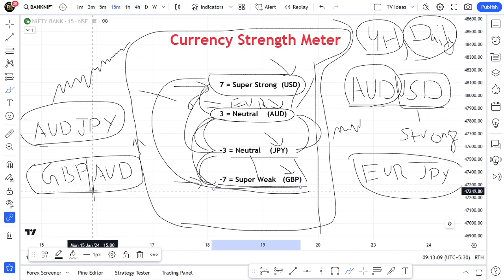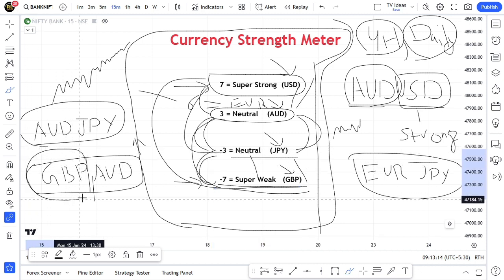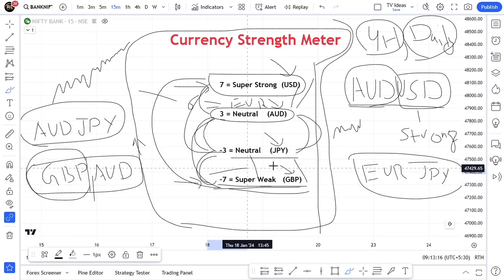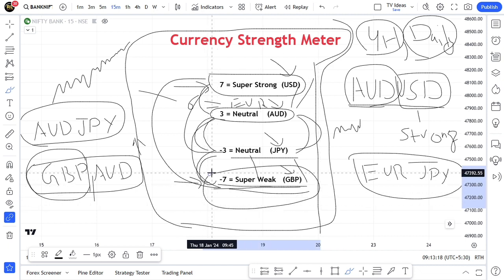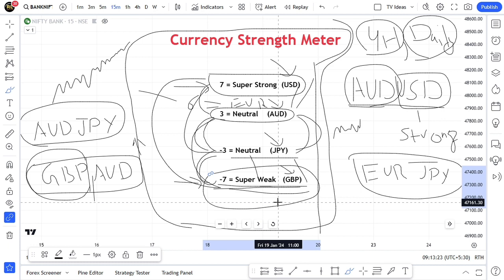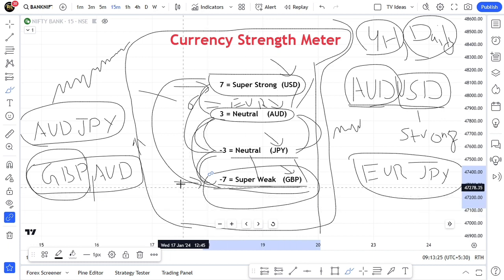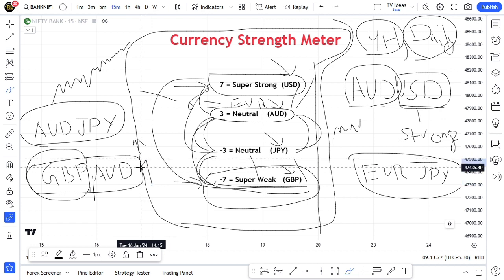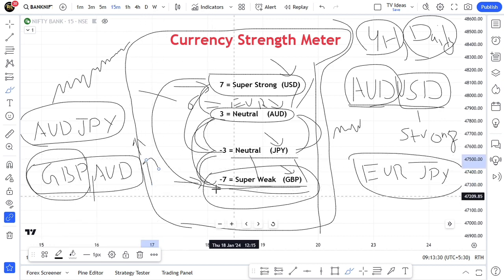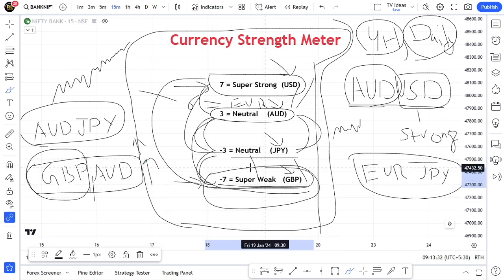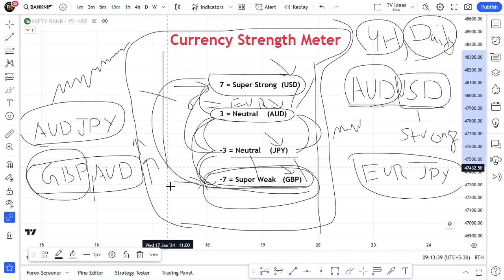Why? Because if you are willing to sell pound odd, it means you are trying to make pound weak, and already pound is having a number of -7 which is weak, so it will be good for you to sell pound odd. That's the simple thing. And still if you have a setup for a buy and pound is having a number of -7, which means pound is weak, then still you can buy it, but please go with a small lot size, because the currency strength meter is not supporting you.